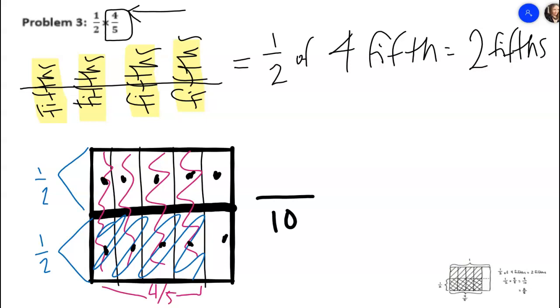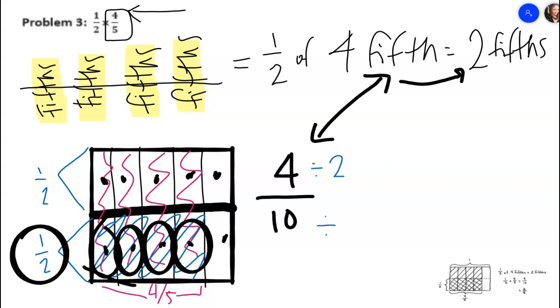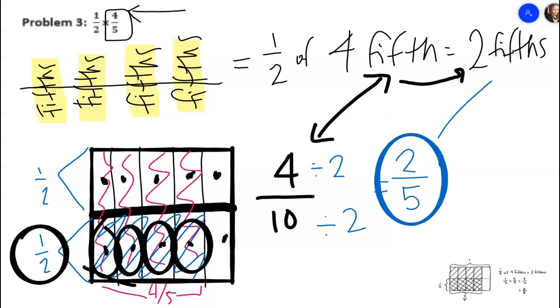And how many are double shaded? That's going to tell us what 1/2 of the 4/5 is. That's 1, 2, 3, 4/10. Maybe it looks a little bit like it doesn't fit with 2/5, but if we use our reducing and simplifying skills, we will get 2 goes into 4 2 times and 2 goes into 10 5 times, and bam, we've got a match.